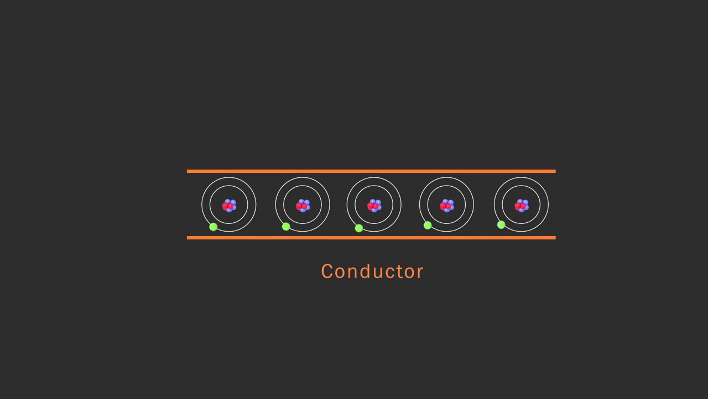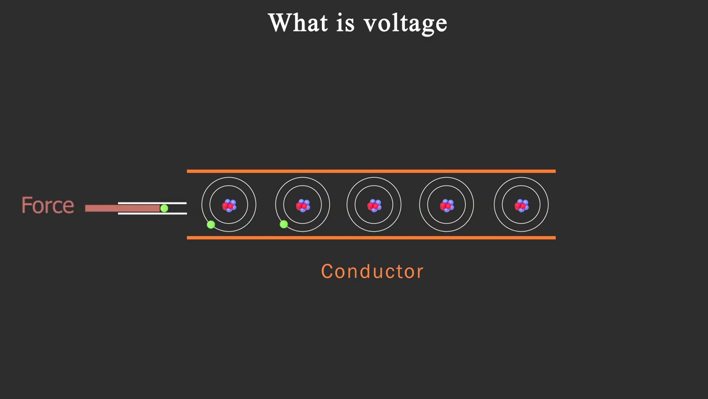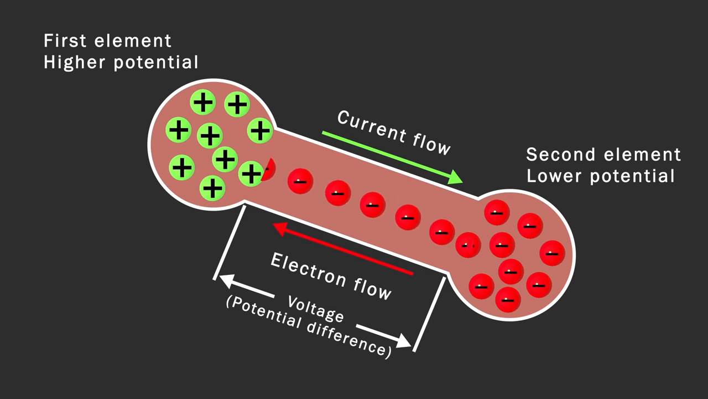What is voltage? Electric current is a flow of electrons in a conductor. The force required to make current flow through a conductor is called voltage, and potential is another term for voltage. For example, the first element has more positive charges, so it has a higher potential. On the other hand, the second element has charges that are more negative, so it has lower potential. The difference between 2 points is called potential difference.